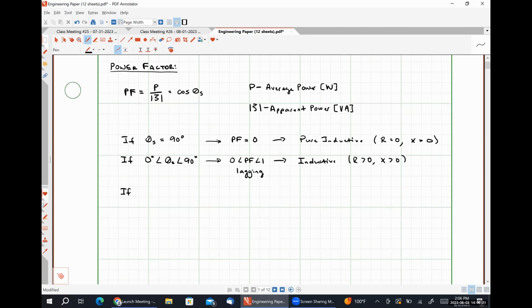If theta S is exactly equal to 0 degrees, then our power factor is exactly 1, which means we have a purely resistive load, where R is greater than 0 and X is equal to 0. You may see a power factor of 1 referred to as a unity power factor.